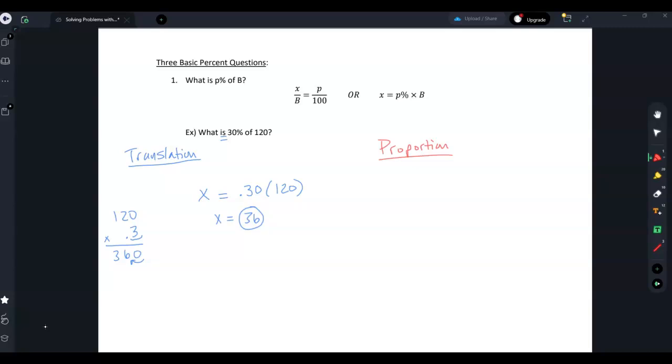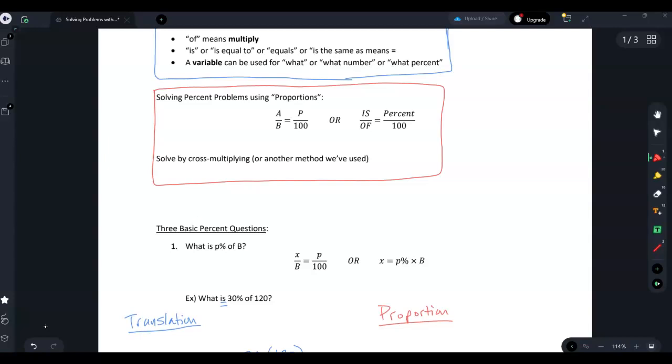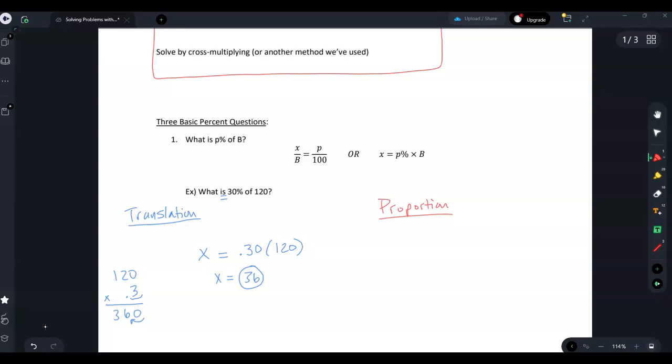All right, so to set this up as a proportion, let's pretend I don't know my answer yet. We're just going back to this problem. What is 30% of 120? And there's a suggestion at the top here that says you can use this as a guide. You can do the is part over the of part, and the percent goes over 100. And that percent over 100 part makes sense based on what we know a percent is.